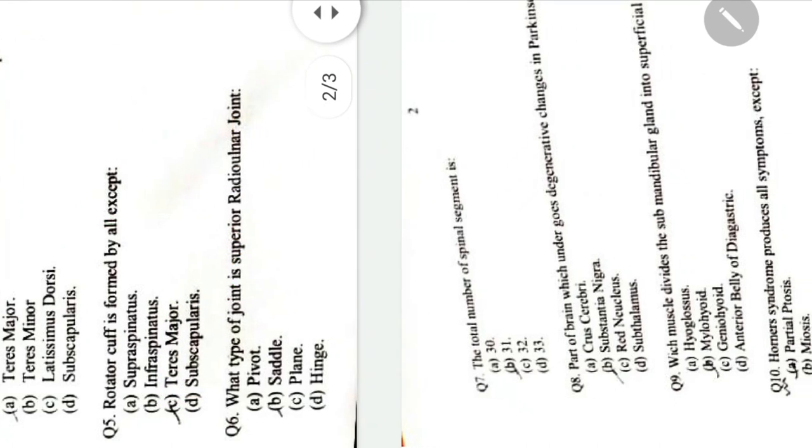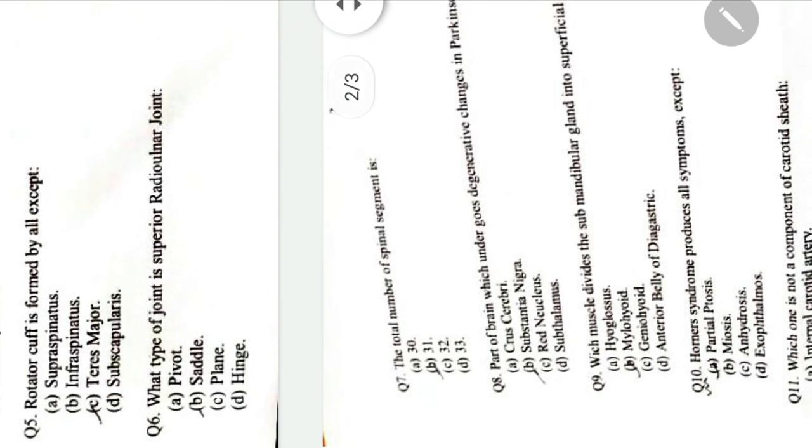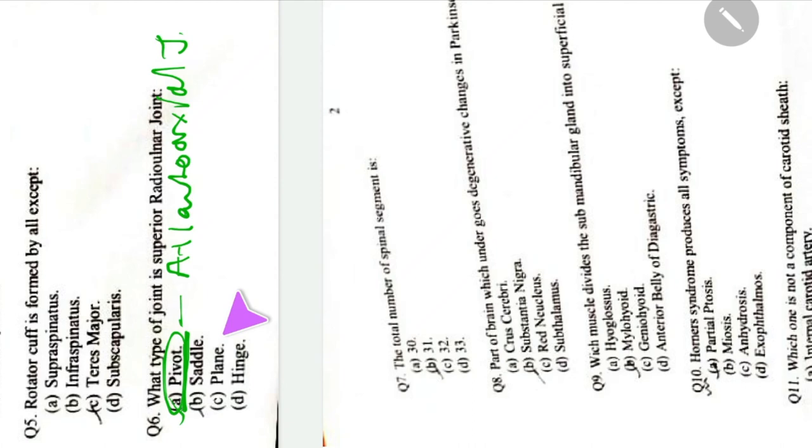Okay. What type of joint is superior radioulnar joint? So superior radioulnar joint, remember, is a pivotal variety of joint. It causes rotatory movements along the longitudinal axis for supination and pronation. Another example of pivotal joint is, of course, atlantoaxial joint. So remember, the two joints I've told you: one is superior radioulnar joint and the other is atlantoaxial joint.